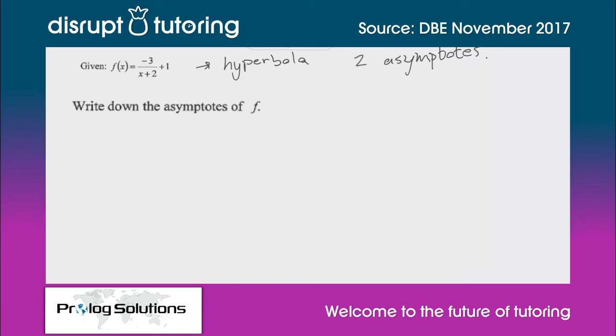Okay, so I'll write down the asymptotes of f. The first asymptote will have a y equals something, and the second one will be an x equals something. So to get our y asymptote, it's easy. We just look at that value there, and y equals 1. That's your first asymptote. The second one, we look at this, x plus 2, and what would make that denominator 0? A negative 2. So x equals negative 2. And those are your two asymptotes. 2 marks. Very easy.